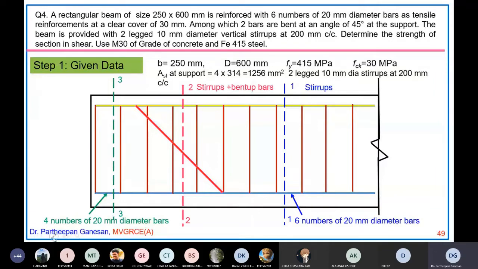See, your diagonal crack, as I told you, diagonal crack will happen like this. Now, definitely this bend up bar will take care of this crack here. But what about this crack? Here, the bend up bar will be here. Will it anyway contribute to this crack?